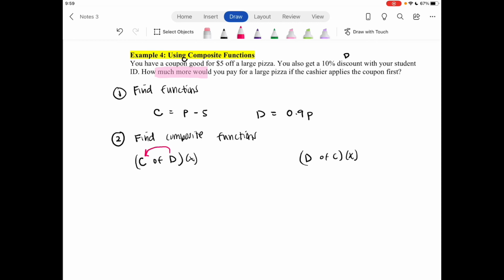That means in place of the p in the function for c, we're going to replace it with 0.9p minus 5. In our second composite, we're going to take the function of c and put it into d. So we're going to have 0.9 times p minus 5, which is 0.9p minus 4.5.